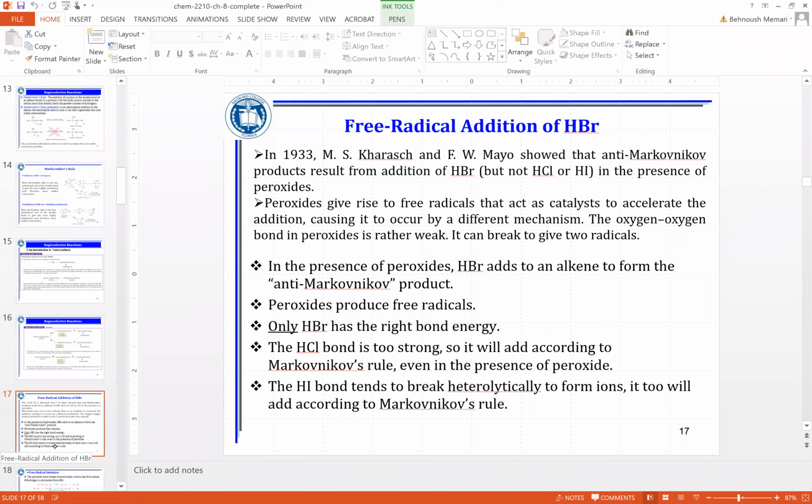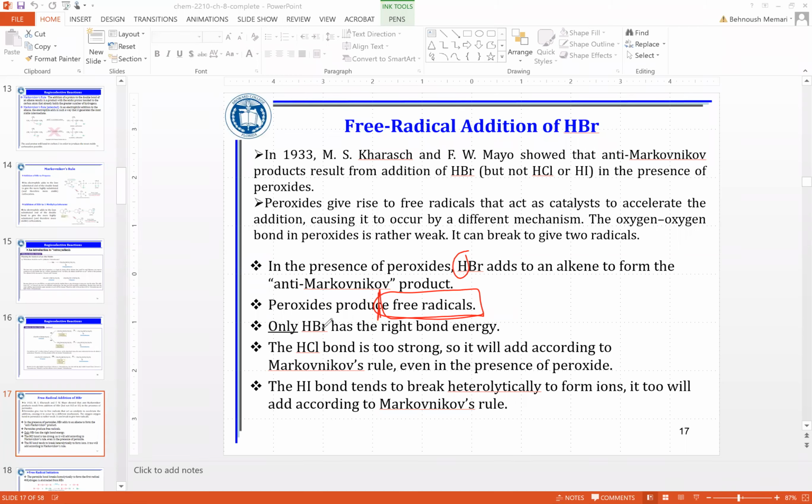Now, if you have Markovnikov addition, what would be anti-Markovnikov addition? In the anti-Markovnikov addition, the electrophile or hydrogen will add to the carbon with the least number of hydrogens, and the Br would add to the other. So it's the opposite of the Markovnikov product. How can we get the anti-Markovnikov product, or how can we induce its formation? We have to change the mechanism of the reaction. And if you change the mechanism of the reaction, you get a different intermediate. If it's a free radical, change reaction.